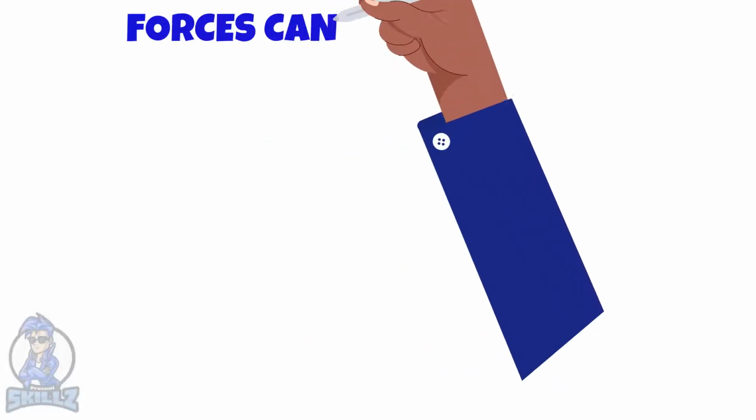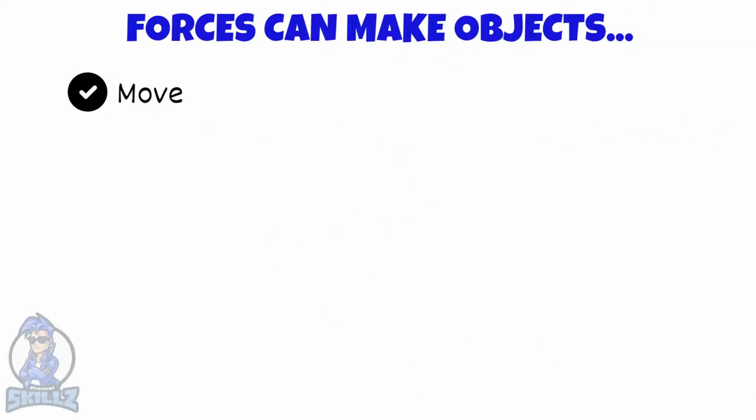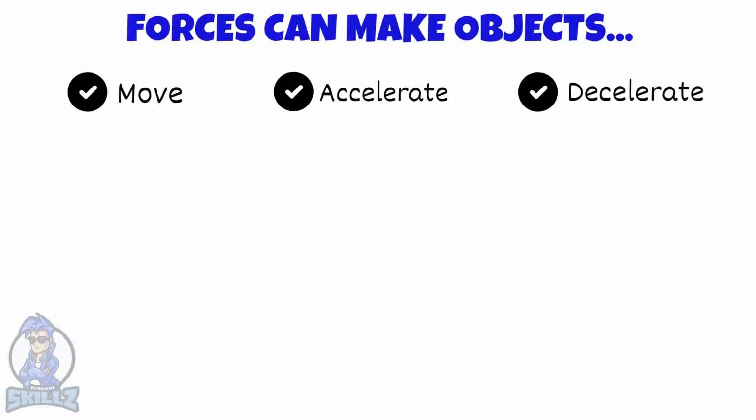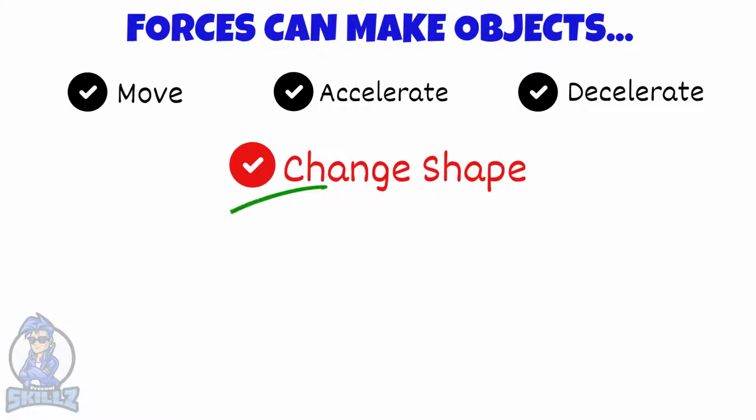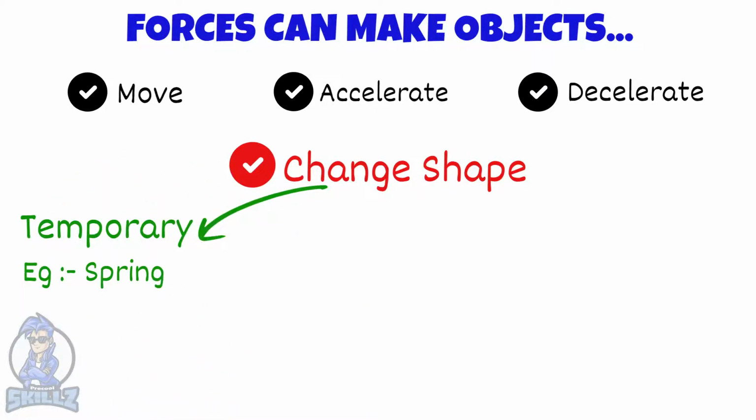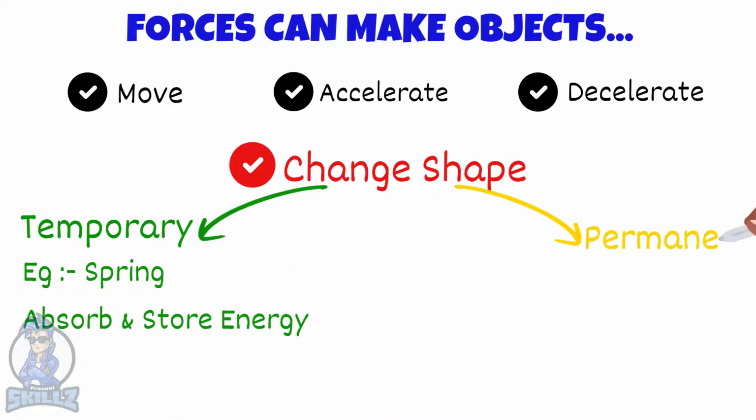We already know that forces can make objects move, accelerate, or decelerate. Another thing that forces can do is change shape. Sometimes the change of shape will be temporary, such as in a spring. This type of change can absorb and store energy. Instead, a permanent change could occur, such as the destruction of a building.